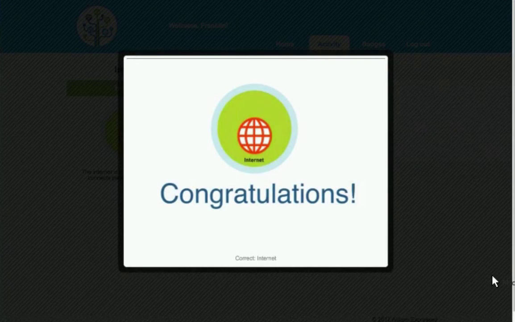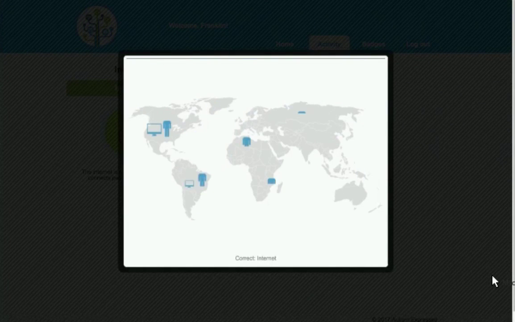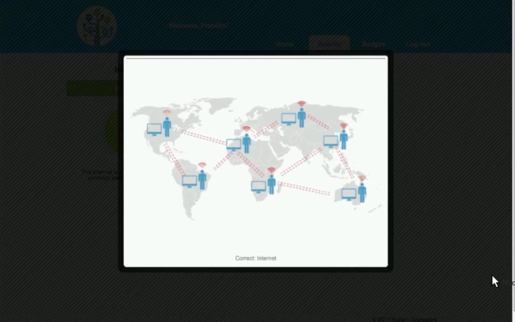Congratulations! You unlocked the Internet badge. The Internet is a computer network that connects people across the world.